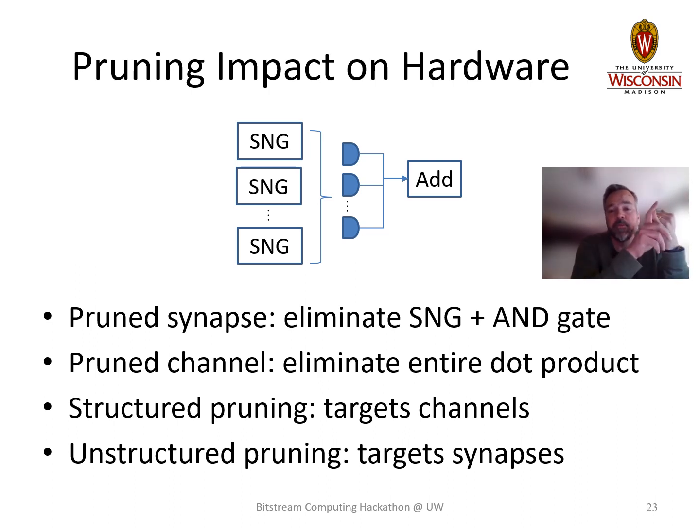Now, the two types of pruning that we'll be looking at in this hackathon are unstructured pruning, where you just target synapses, and structured pruning, where you only target channels. And you'll have to play around with those two modes, see what kind of results you get, and decide what strategy you ultimately want to pursue.